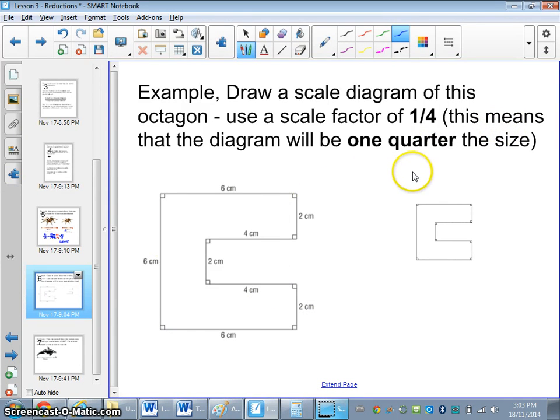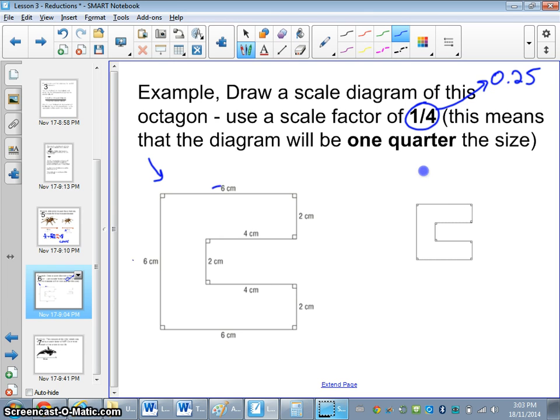So what I want to do is turn my fraction here into a decimal. That'll make life a little bit easier for us. I know that 1/4 is the same thing as 25 cents, so it's 0.25. So that means I want to multiply each length on this diagram here by 0.25. But notice I only have 3 different lengths.